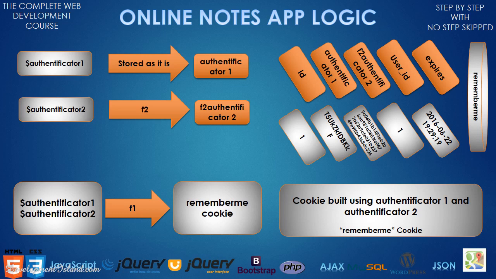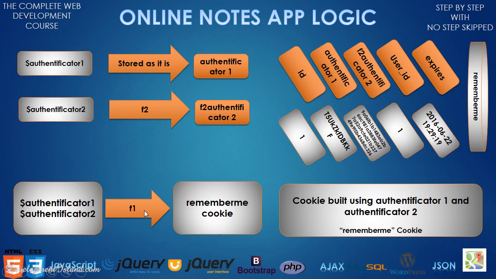Now let's have a look at how we're going to store these variables inside the cookie and inside the table. So when we create these two random variables, authenticator1 and authenticator2, we're going to store them in a cookie as a string of text.